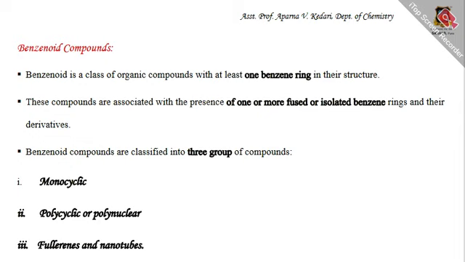Then next is the benzenoid compound. Benzenoid is a class of organic compounds with at least one benzene ring in their structure. These compounds are associated with the presence of one or more fused or isolated benzene rings and their derivatives. Benzenoid compounds are classified into three groups: monocyclic, polycyclic or polynuclear, and fullerenes and nanotubes.